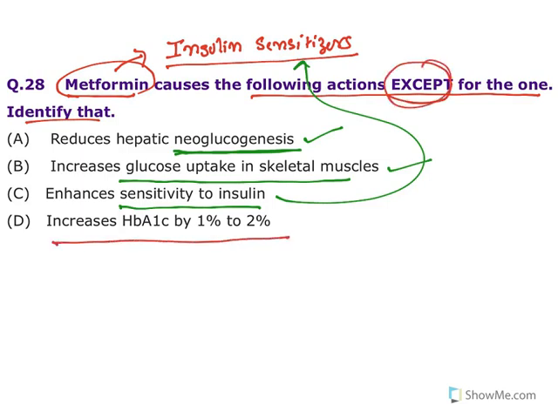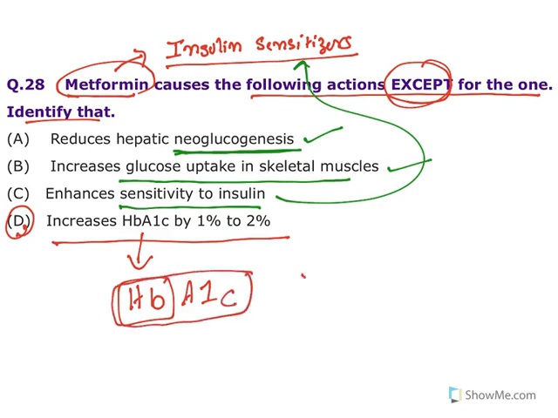Increases glycosylated hemoglobin by 1 to 2%. No, this is wrong. See, when excess glucose is there in the blood, it combines with hemoglobin and forms a product called glycosylated hemoglobin. This is what is known as HbA1c. Now this is a measure of the amount of glucose in the blood for the past 3 to 4 months. The job of these drugs is to reduce the levels of HbA1c, not increase them. So this is not the action of metformin.